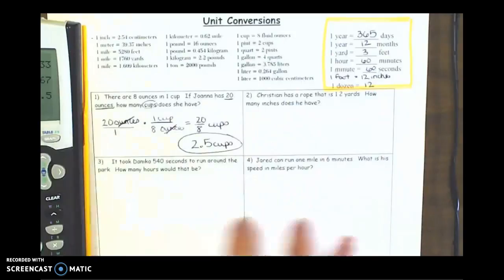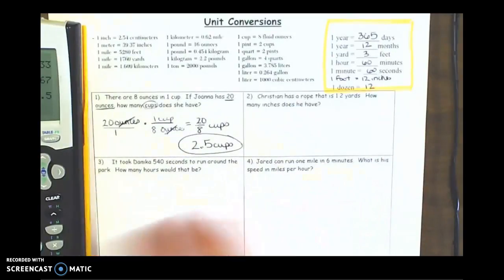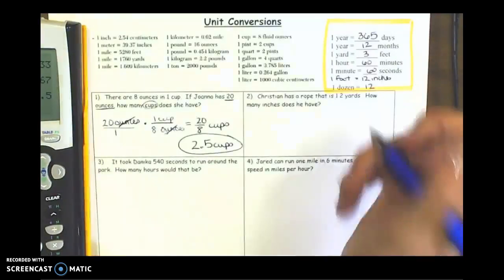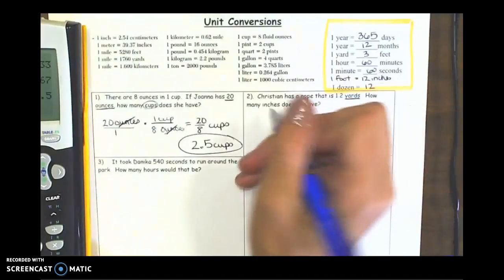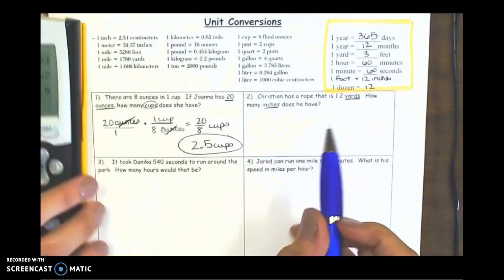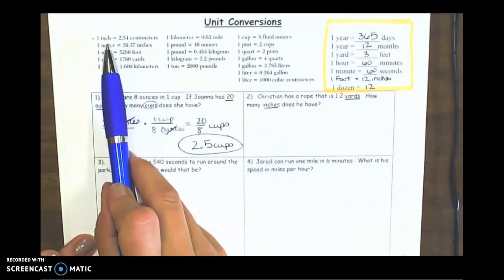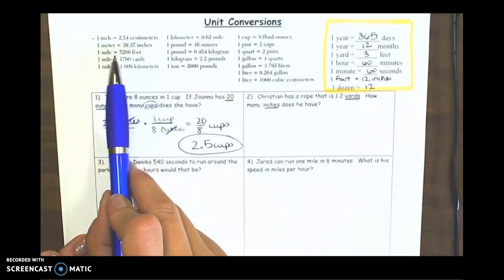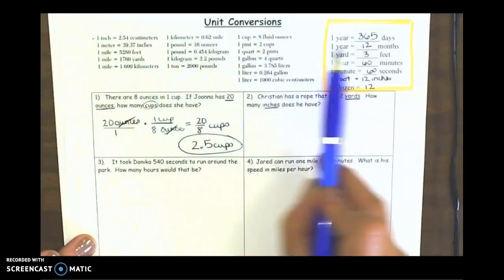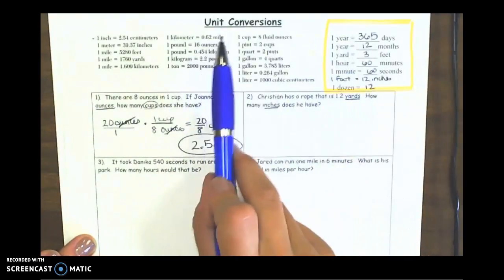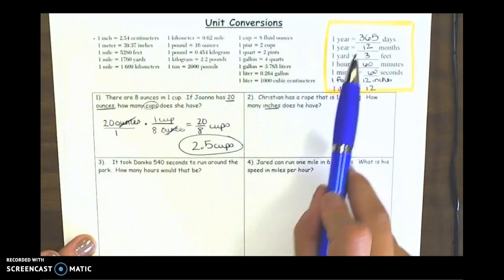Okay, let's try another one. So let's take a look at number 2. Christian has a rope that is 1.2 yards. How many inches does he have? So we're starting with yards. We want to end with inches. So let's look carefully. Do we have a conversion that goes from yards to inches? I don't see anything that goes yards to inches. Okay, not here, not there.